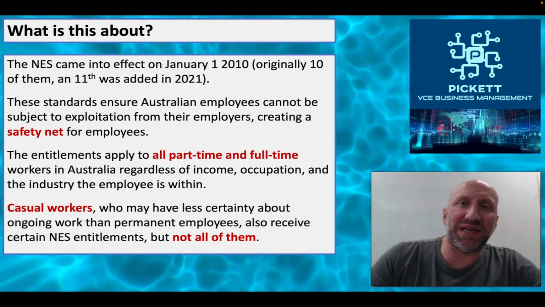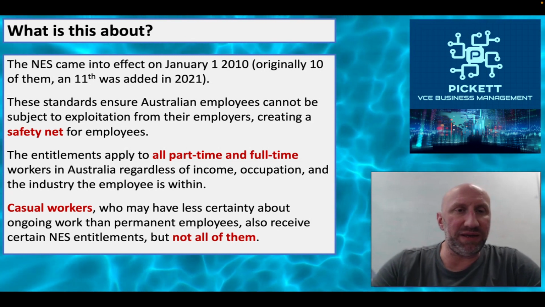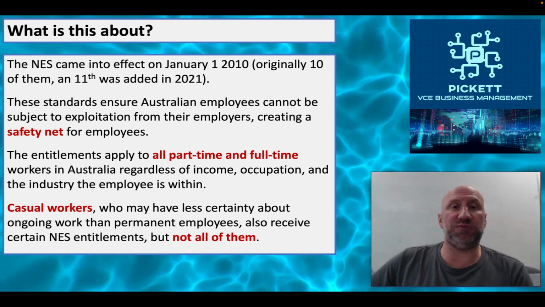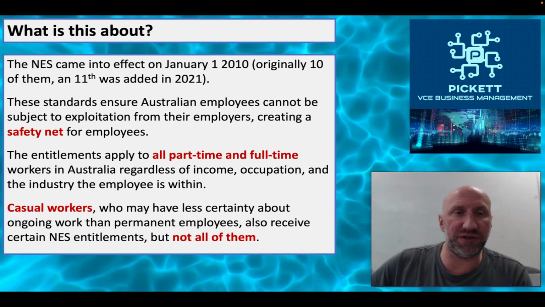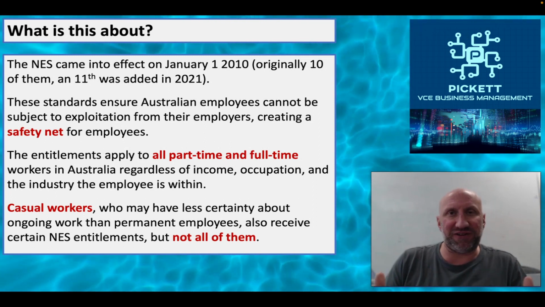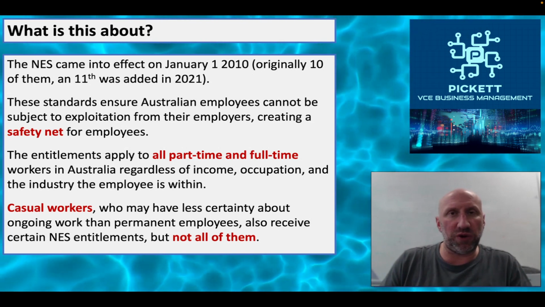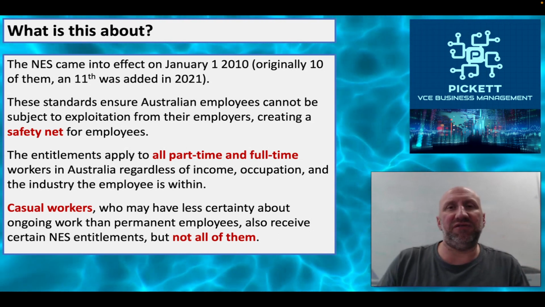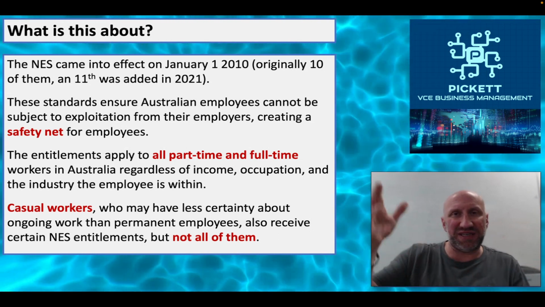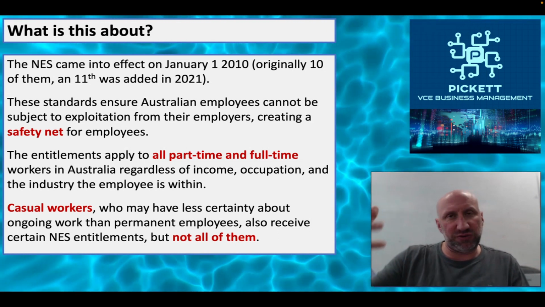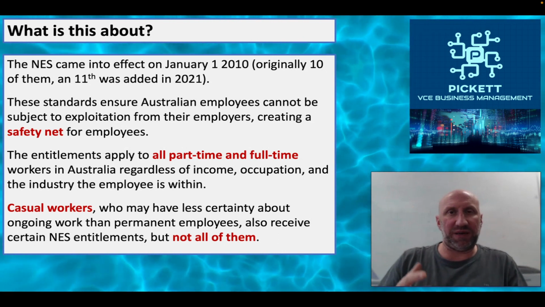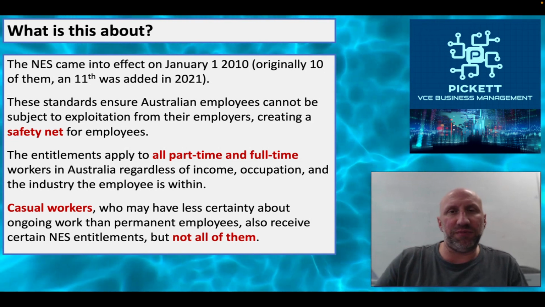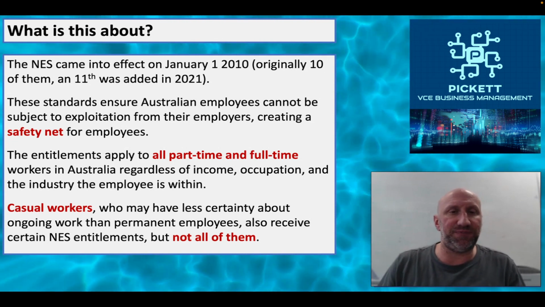Now, what these standards basically do is ensure Australian employees can't be exploited by employers, okay? So it creates a safety net for employees in the workplace. It means that employers can't take advantage of workers, because there are these rules put in place, which you'll see as we go through them, which basically protect workers. It sets in place some minimum standards that employers have to meet with respect to their employees, okay?